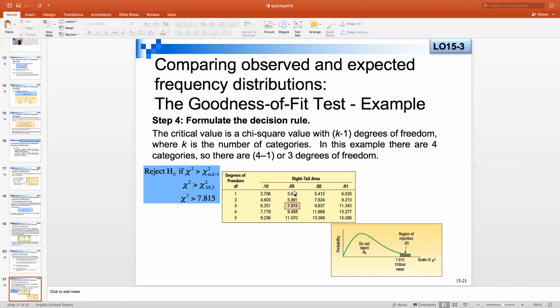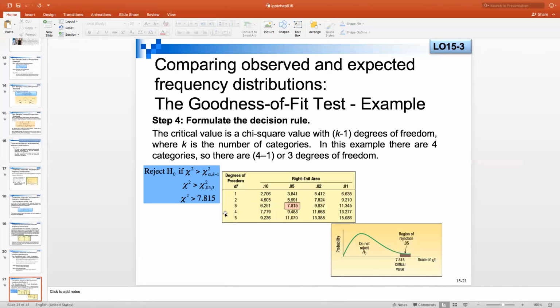Where does that come from? It comes from an alpha of 0.05 right there. Okay, and that's the 0.05 right here. And it comes from 3. Now, where do we get 3 from? The 4 minus 1. Okay, and what is 4? What does the 4 come from?